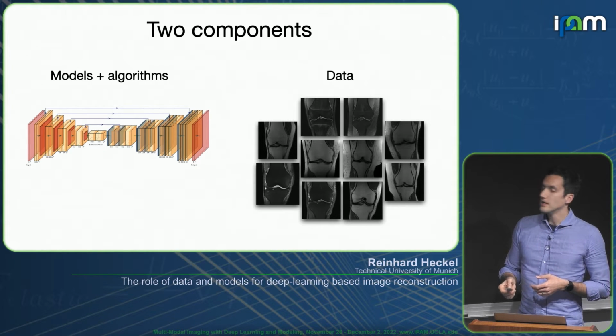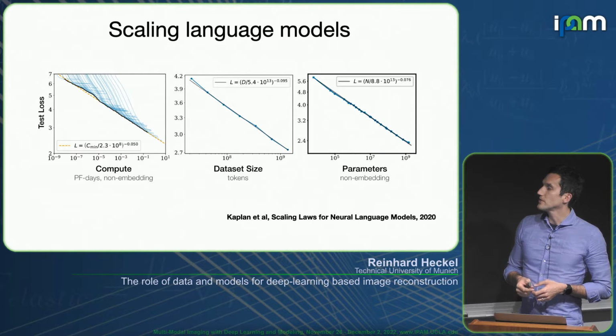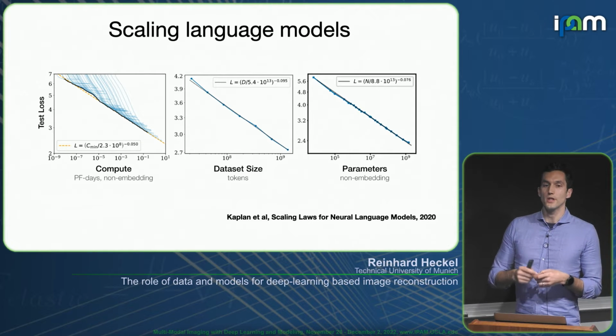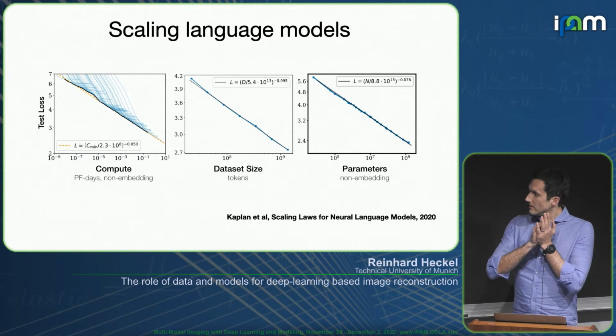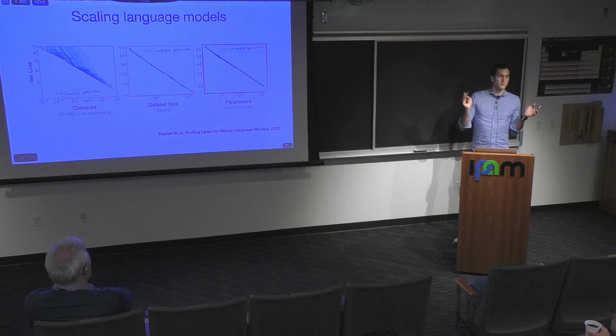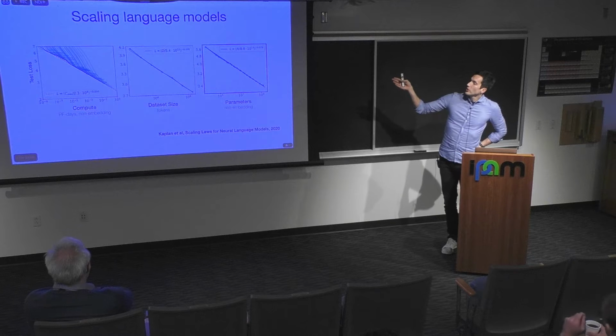Now let's look at some other field in machine learning. Let's look at natural language processing. What happened in natural language processing, or what still happens, is that if you increase the models in natural language processing, you get predictably better performance. So if you increase the models and the data at the same time. You see this here. Let's look at the plot in the middle.